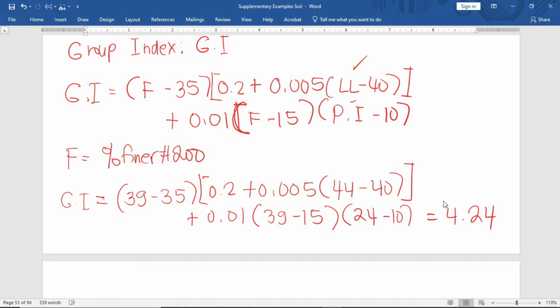So, 4.24, say 4. Pag may decimal places yan, for example, 5.5, gagawin na lang natin 5. Yan yung gagawin natin.